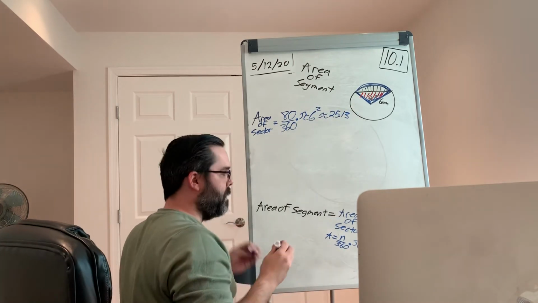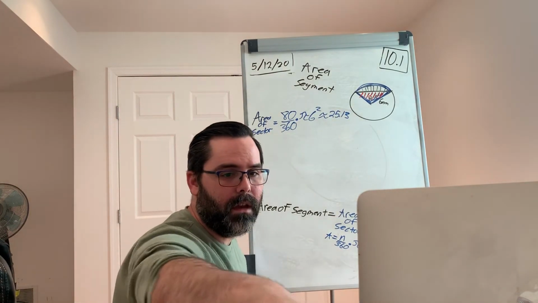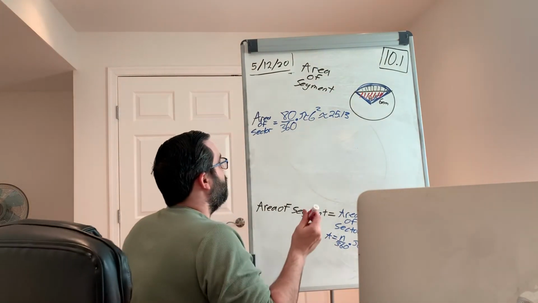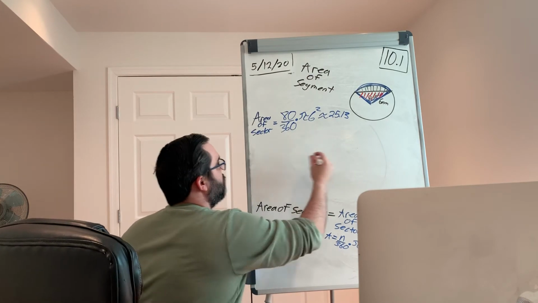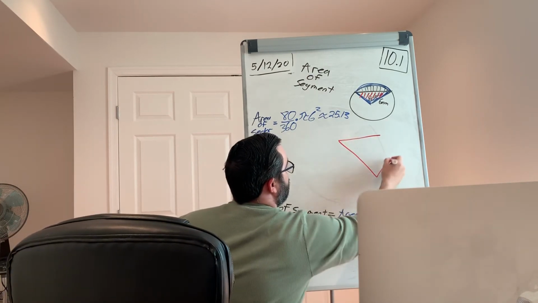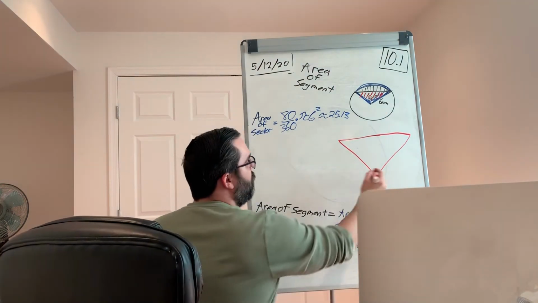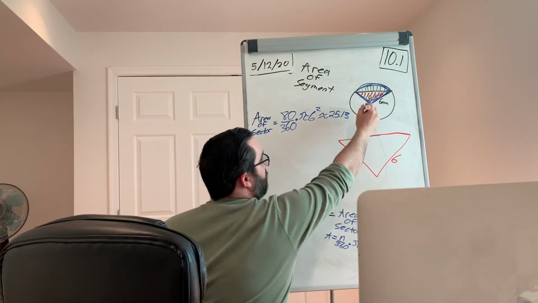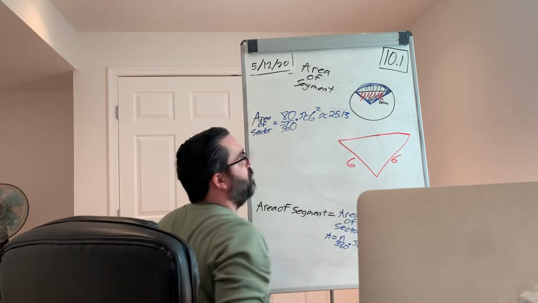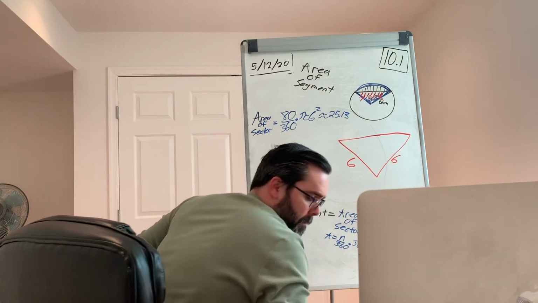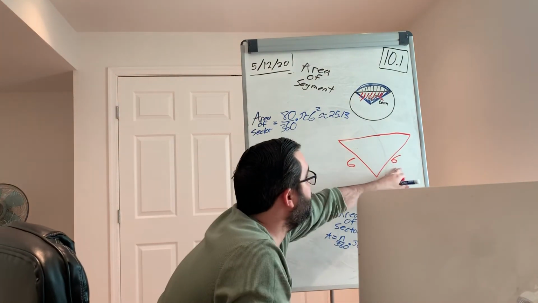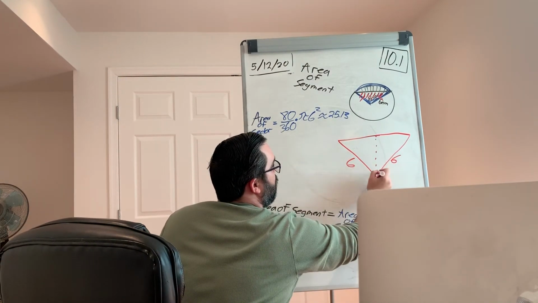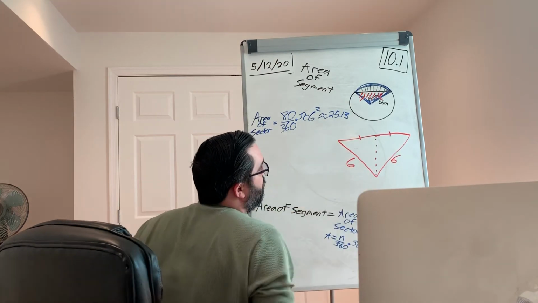Okay. Now I need to find the area of the triangle. And the area of the triangle is where this gets into what we learned a long time ago. Alright? Here's the triangle. If I know this is 6, what is this side here? It's also 6, because these are both radii of the same circle. So this is 6, the other radius is also 6, which makes this an isosceles triangle, which means that this is equal to this, okay?